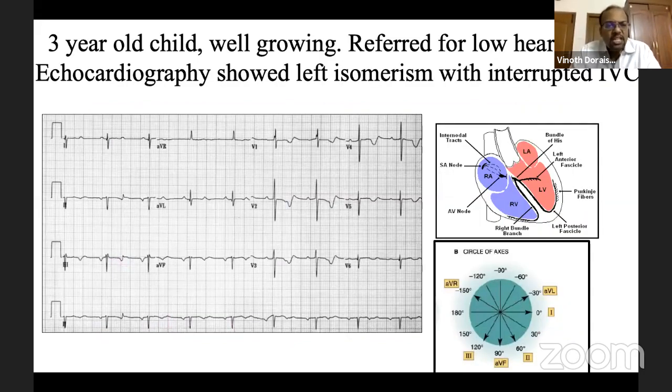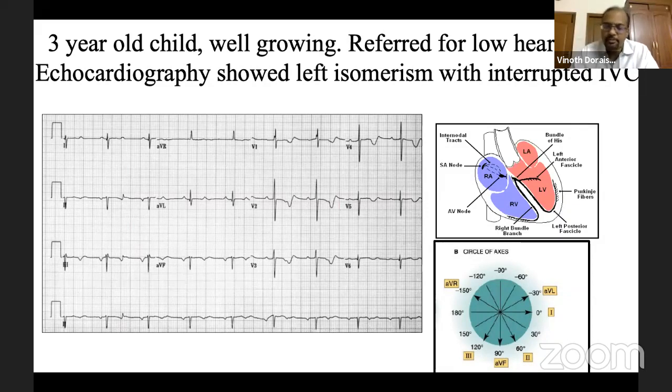So now we have a 3-year-old child, well growing, referred for a low heart rate. Echocardiography showed a left isomerism with an interrupted IVC. So what is left isomerism? So we know that in our body, the left side of our body and the right side of our body are different. So how I'm telling is, the left lung has 2 lobes, the right lung has 3 lobes.